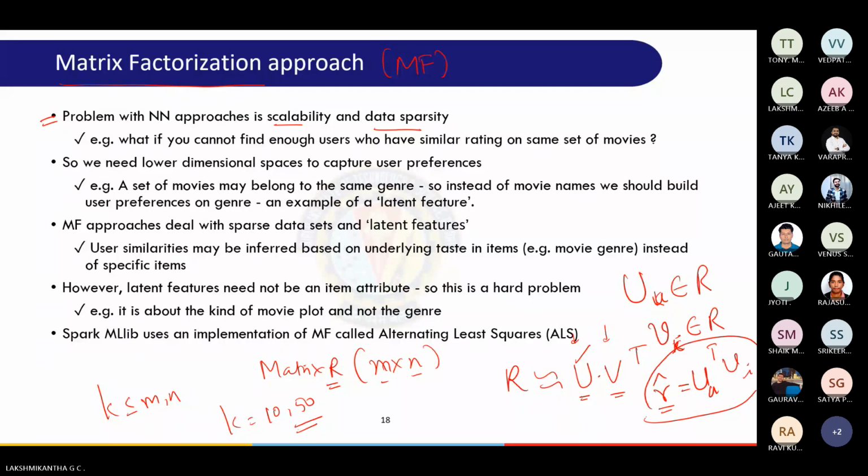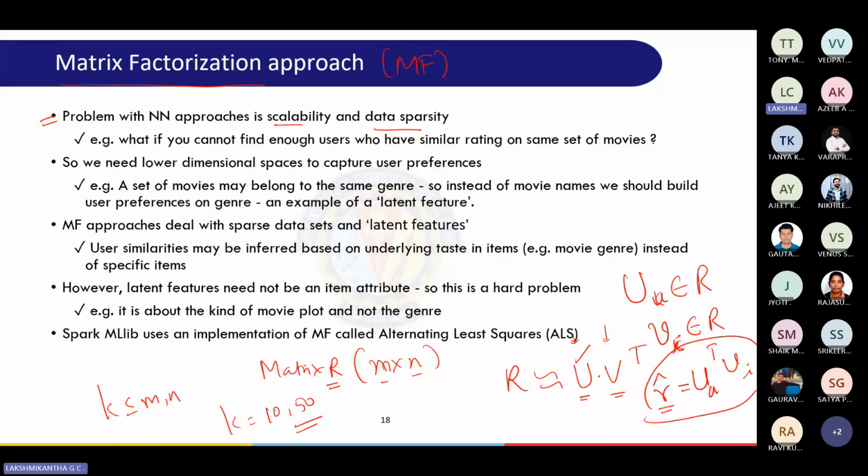Okay. So why do we prefer a low K here? What happens if K is equal to the minimum of M and N? Then we are going to get an overfitting problem and a higher complexity problem, and a low K generalizes better and is computationally lighter.